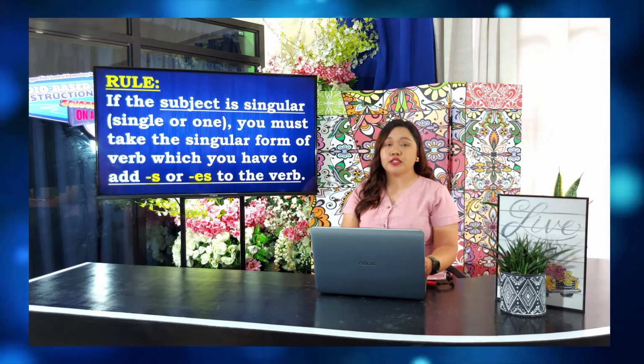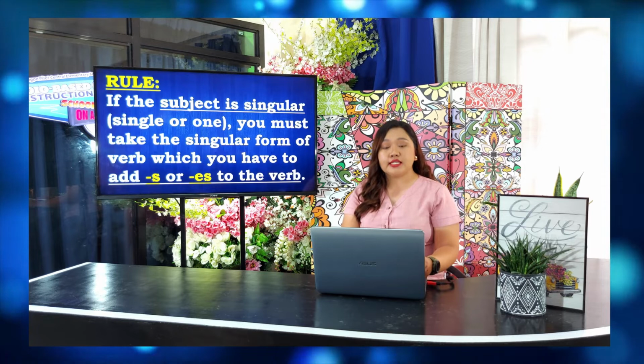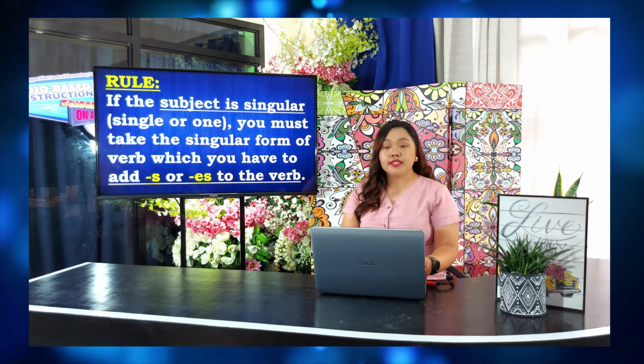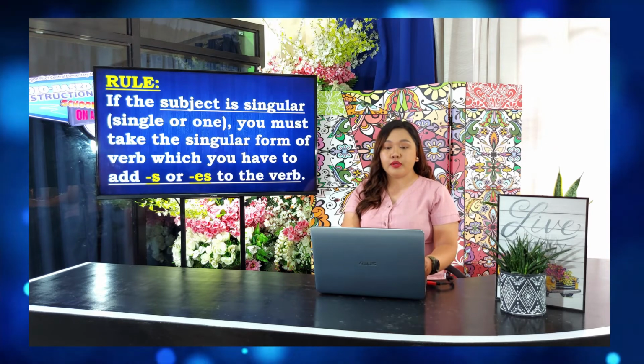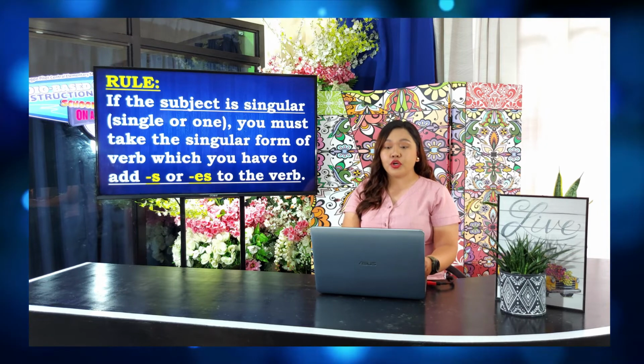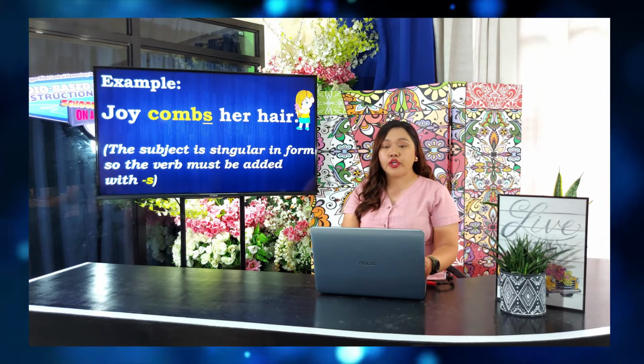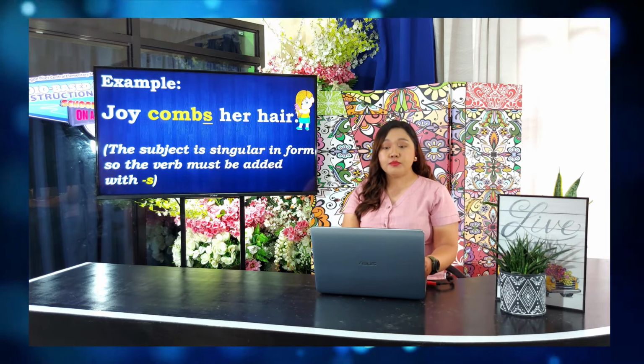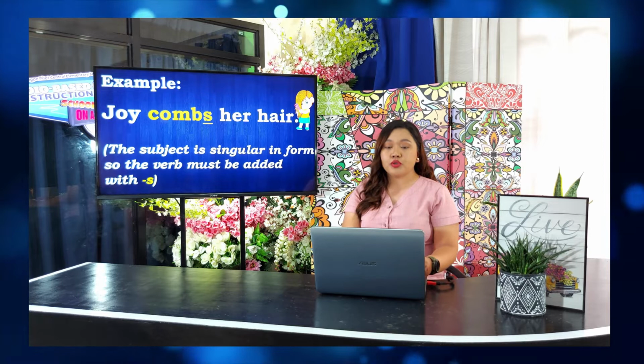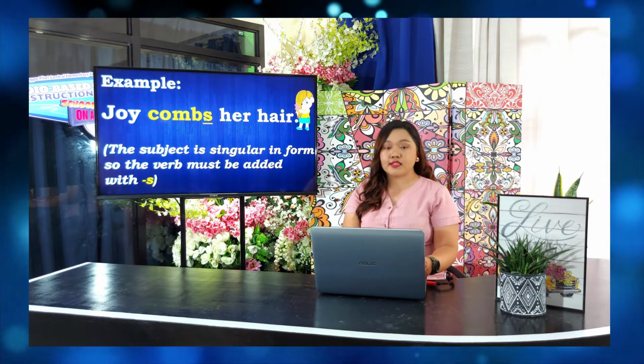If the subject is singular, meaning it is single or one, you must take the singular form of verb, which you have to add s or es to the verb. Example, Joy combs her hair. The subject is singular in form, so the verb must be added with s.